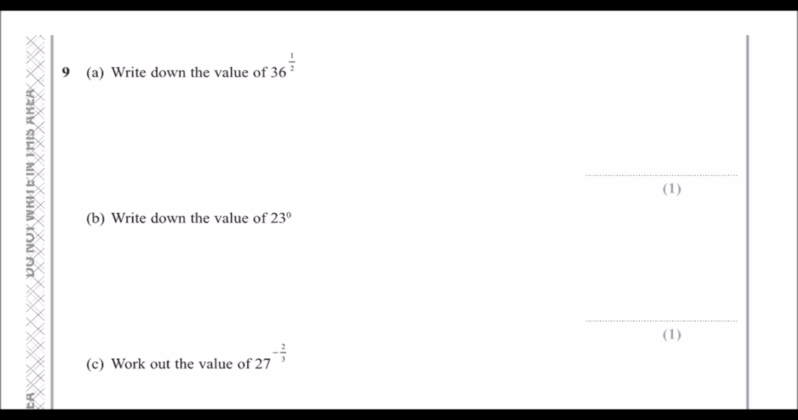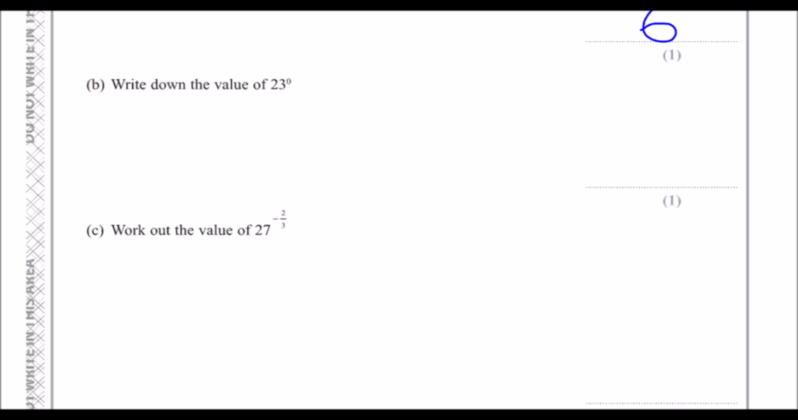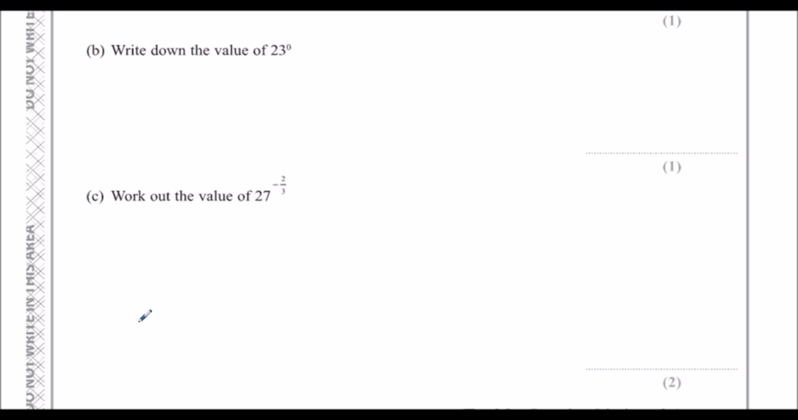Question 9. Write down the value of 36 to the power of a half. Power of a half means square root. So the square root of 36 is 6. Part B, write down the value of 23 to the power of 0. Anything to the power of 0 is 1. So 23 to the power of 0 is 1.